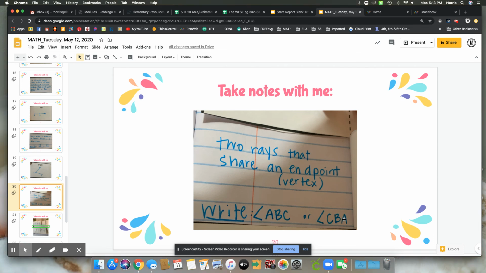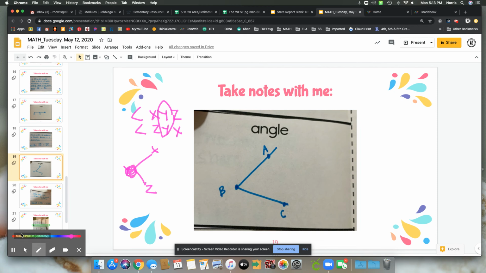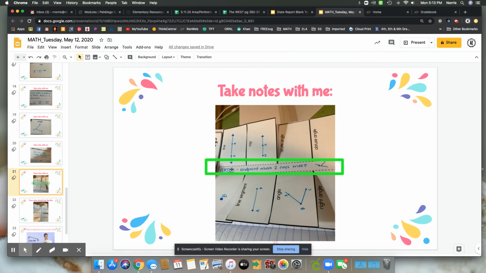And I know that we have had this on warm-ups before, but B always has to be in the middle because it's the vertex. So if I had angle XYZ, I could name this angle XYZ, or angle ZYX. But my Y has to be in the middle because that tells you where the vertex is, where they meet.